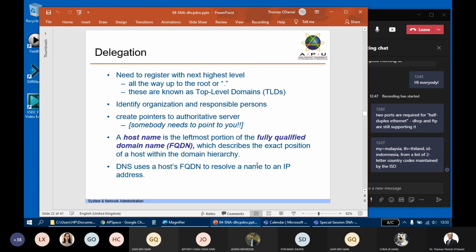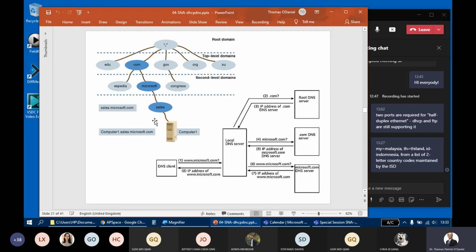All right? So the point is you have to be invited to join the next one up on the domain hierarchy here. You have to make an arrangement to be delegated your zone of authority. And that's what it means to register a domain name, right?